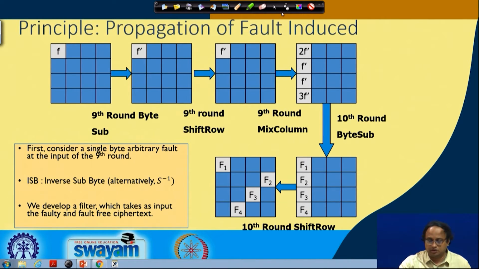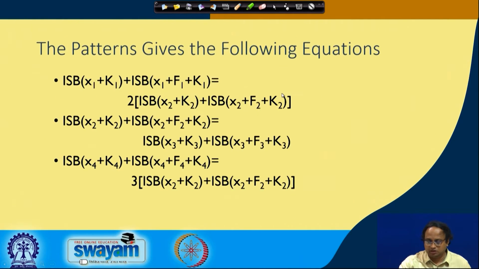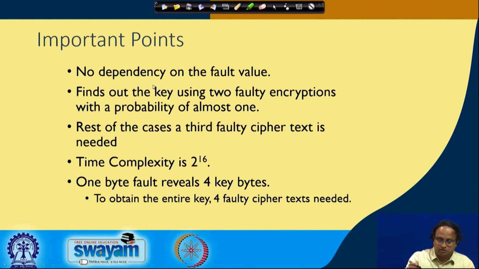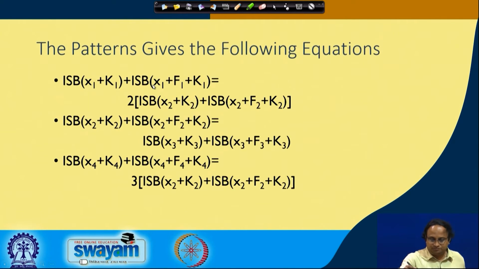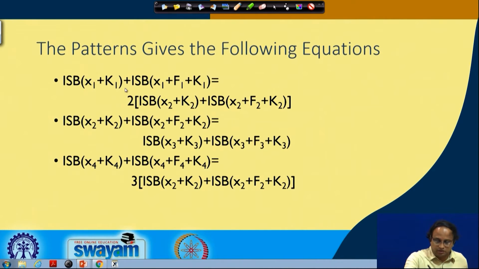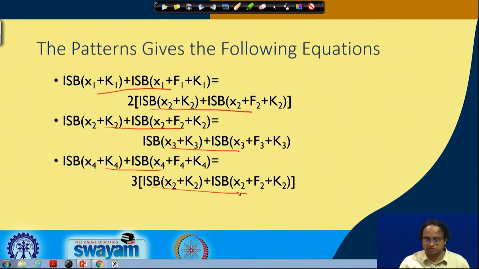That is exactly what is done over here, and you can observe that if you do that, you essentially get that this first differential is equal to double this differential, this is equal to the same as this differential, and this is equal to thrice this differential. Okay. So that is exactly what is done over here, and now you guess K1, K2, K3, K4.